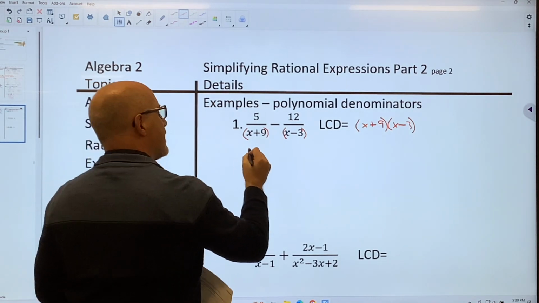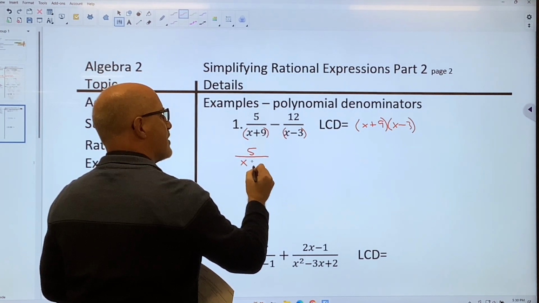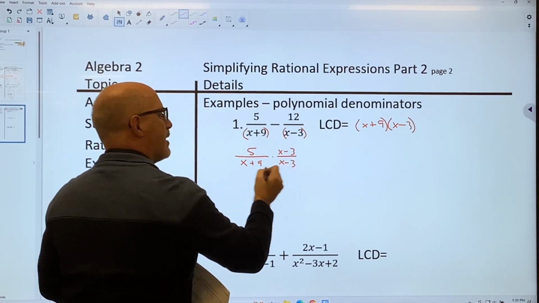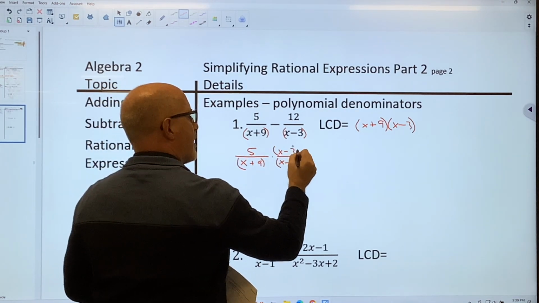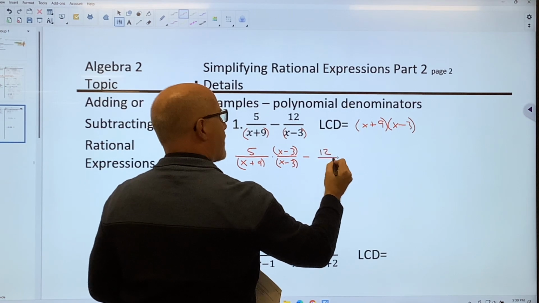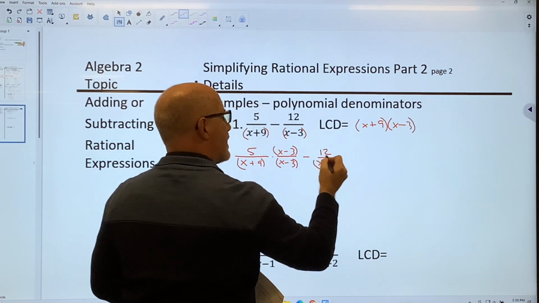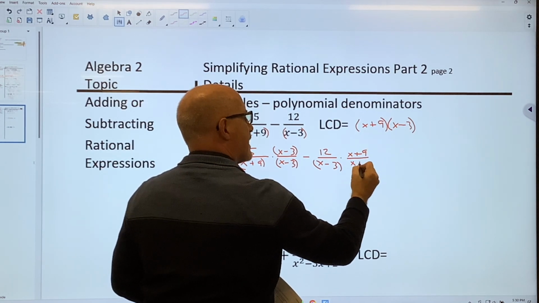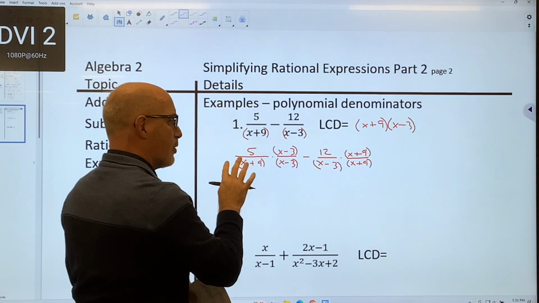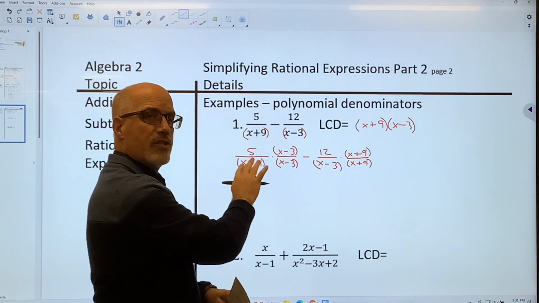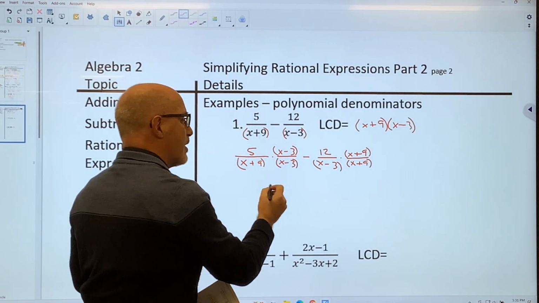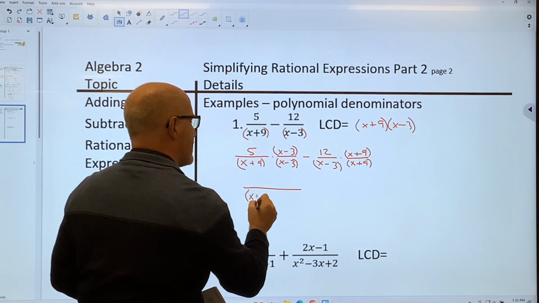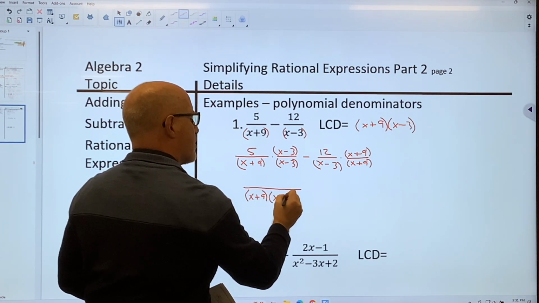So now each of these fractions is missing the other denominator. So I'm going to multiply this by x minus 3 over x minus 3. Okay, and I'll put them in parentheses just so I see how I'm going to multiply them. Minus the second fraction. And what is it missing? It's missing the x plus 9. So multiply by it in top and bottom to get that common denominator. So here's a hint. Leave the denominators alone so that you make sure that they're in factored form, because later we might be able to reduce. So x plus 9 times x minus 3.